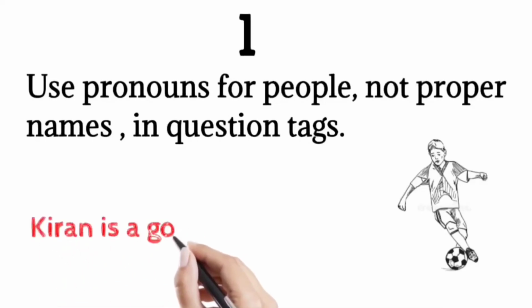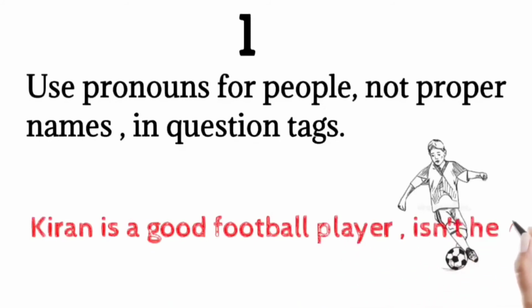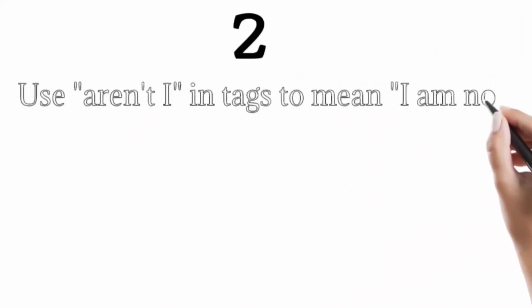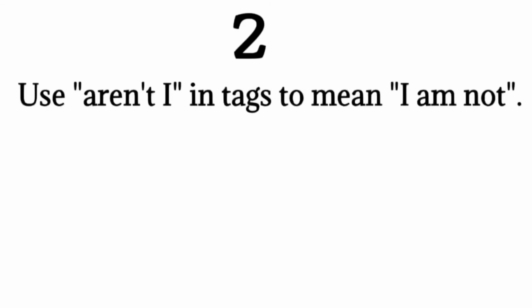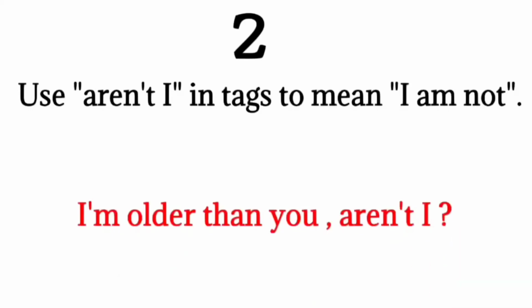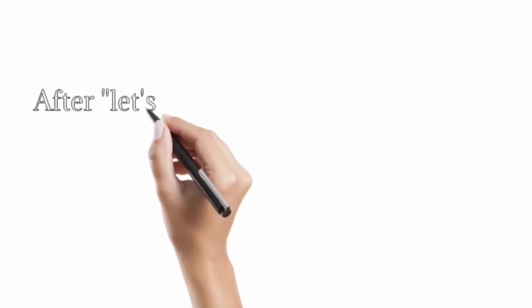So use pronouns only. Kiran is a good football player. So the question tag will be isn't he? Next one, use aren't I in tags to mean I am not. This point we have also already discussed in the previous video. Am plus not is aren't, not amn't. Example, I am older than you. The tag will be aren't I, not amn't I.